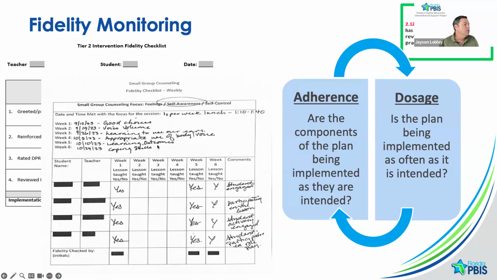It also looked at what the topics were for each of those weeks. So we can tell by looking at this that it was a 6-week intervention, and it looked at the various steps, such as was the lesson taught, yes or no. And there were some comments on the level of engagement the students had too. So this is another example of how dosage might be important, or how you could look at dosage in terms of fidelity.